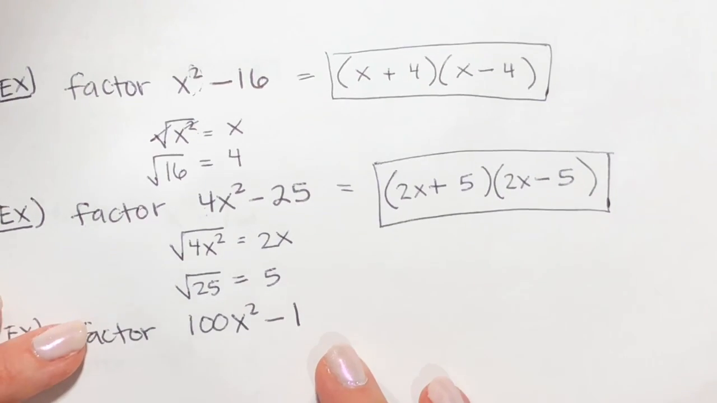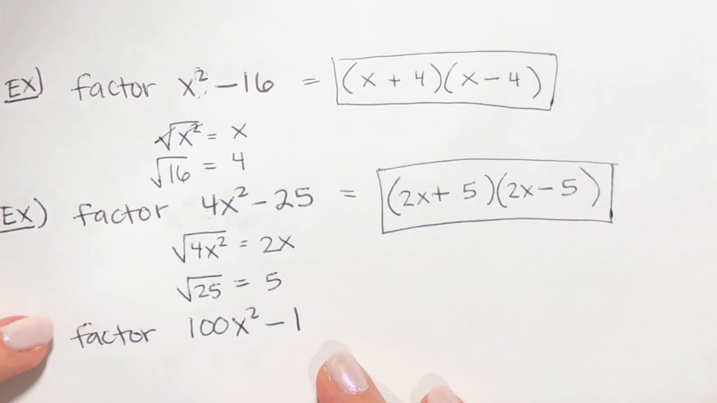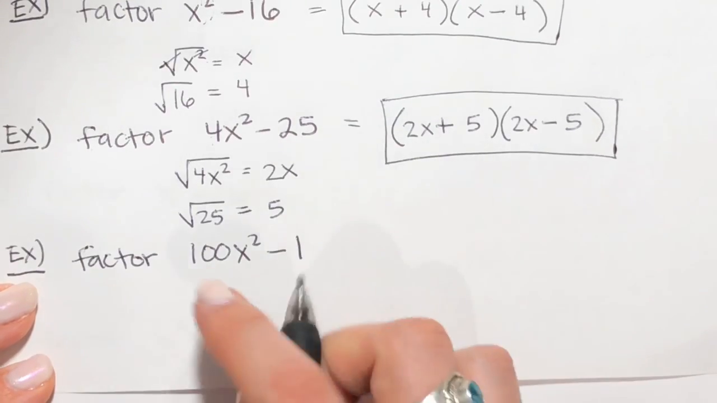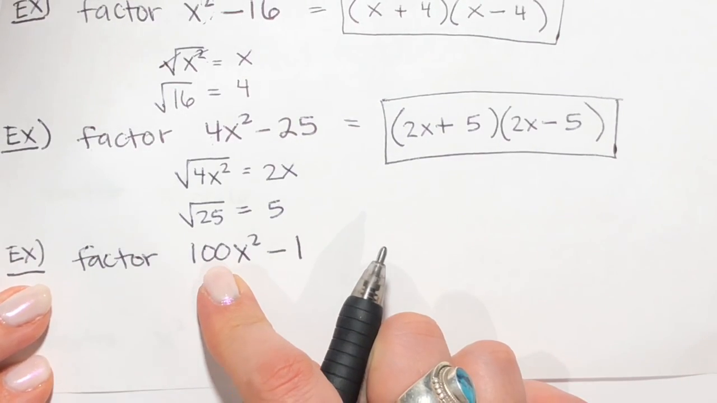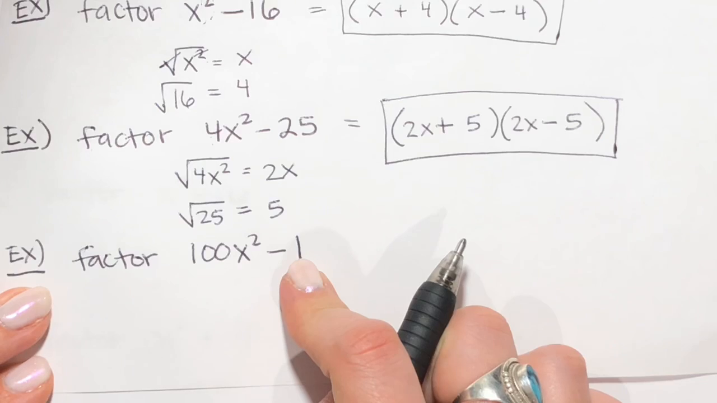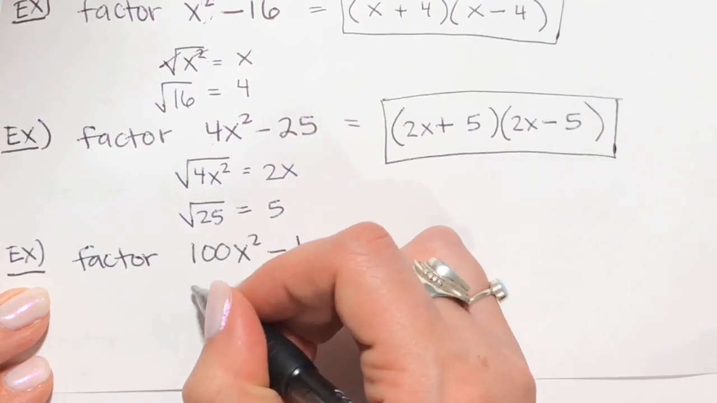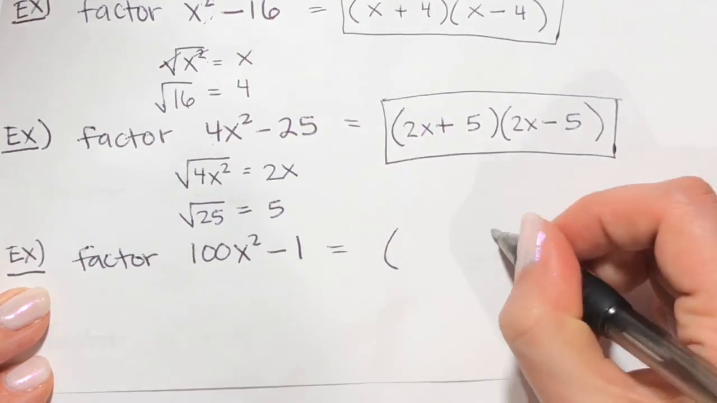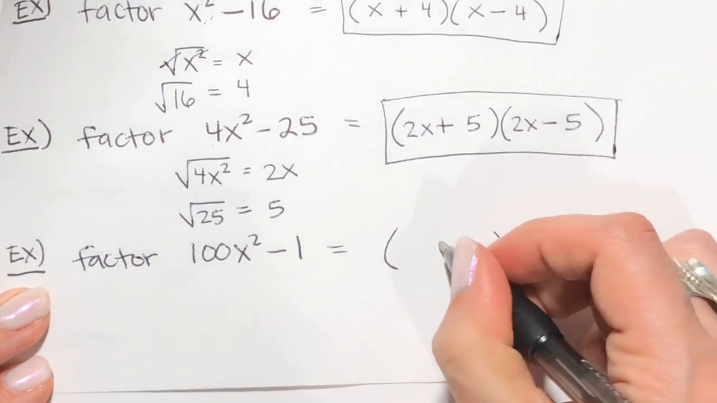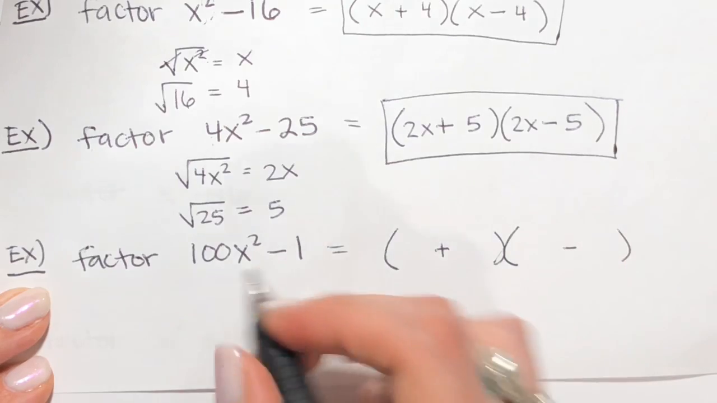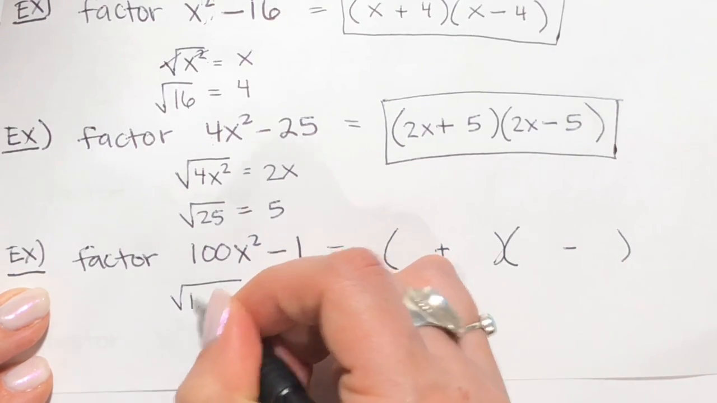Let's do another one. Okay, so on this one, we have 100, which is a perfect square. So 100x squared minus 1. Remember, 1 is also a perfect square because 1 times 1 is 1. So if I want to write the factored form, 1's a plus, 1's a minus. We just need to take the square root of both parts.